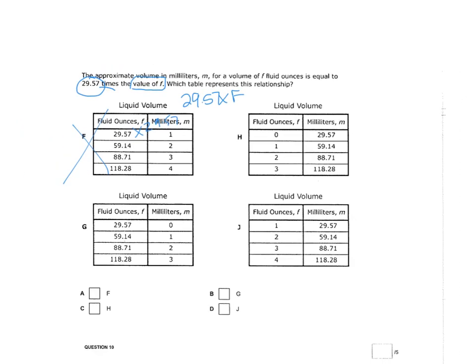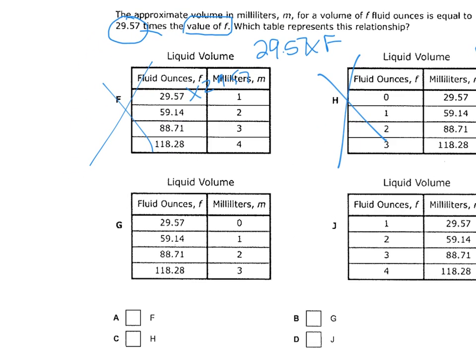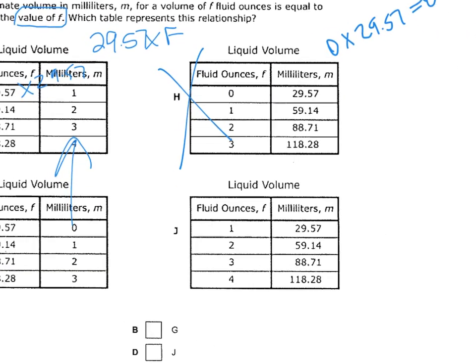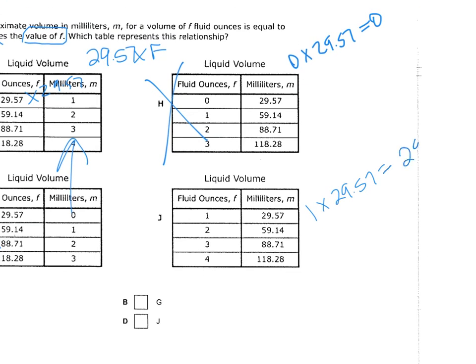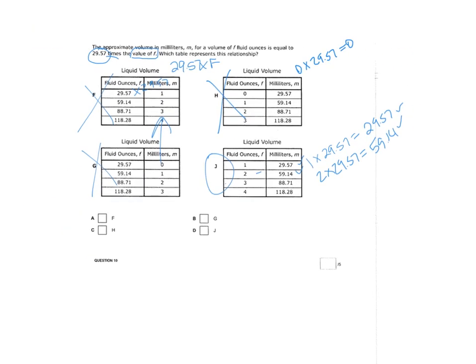On H, if I multiply 0 times 29.57, I get 0, because anything times 0 is 0. So this one is not going to work. G is set up the same way F is. That will not work. J is the only one that's going to work, because if I multiply 1 times 29.57, I get 29.57. If I multiply 2 by 29.57, I get 59.14. And so on. I could keep going, but that's the reason that one works.